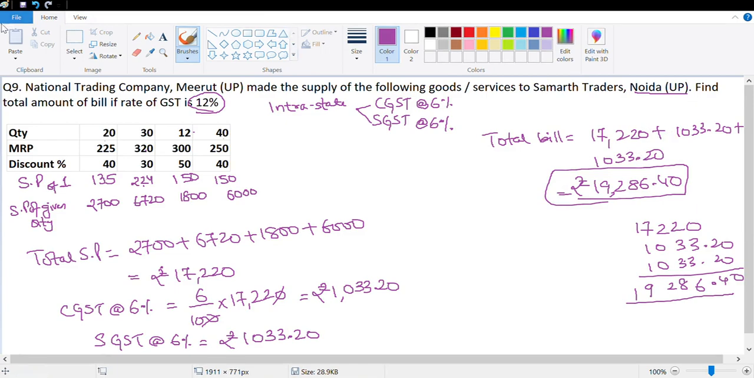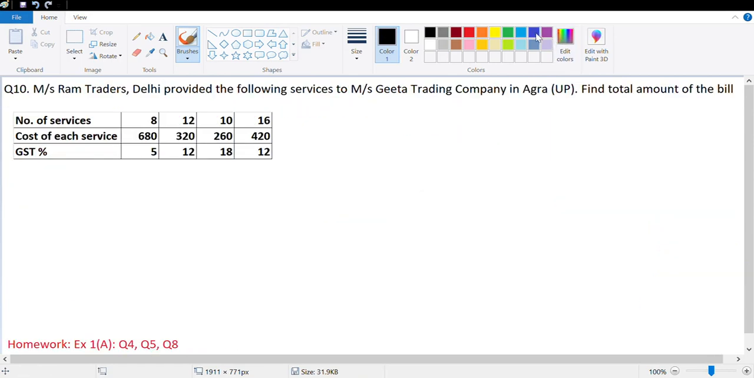Good. That brings me to the last question of this exercise that I solved with you, which is question number 10. It says a trader in Delhi provides services to a trader in UP, which means we are looking at interstate. What interstate means is that we have only IGST, and there are different services at different GST rates. Perfect.